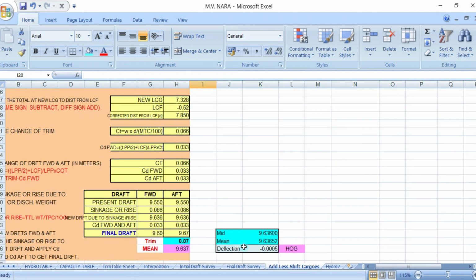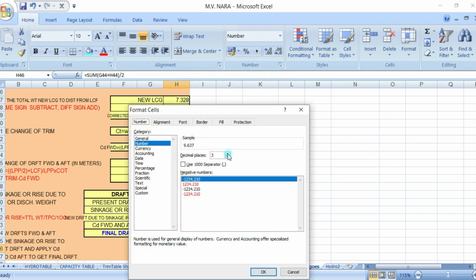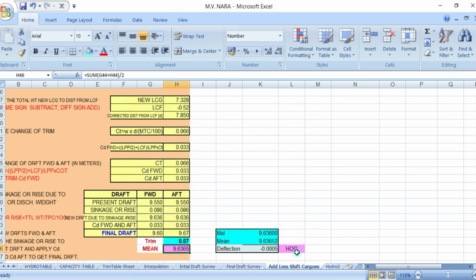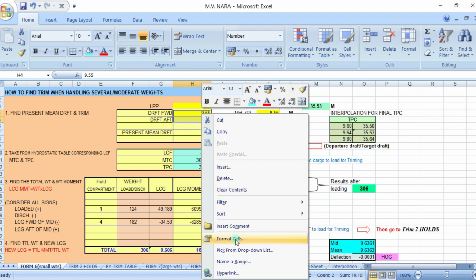It's almost, but your drop should be here. So min drop is 9.336, which is this one, and your mid drop is 9.36. So you have a zero deflection. We will check another. This will be your initial drop.